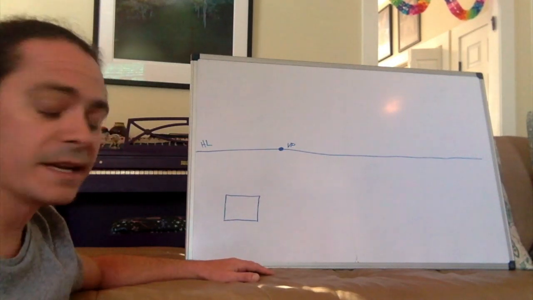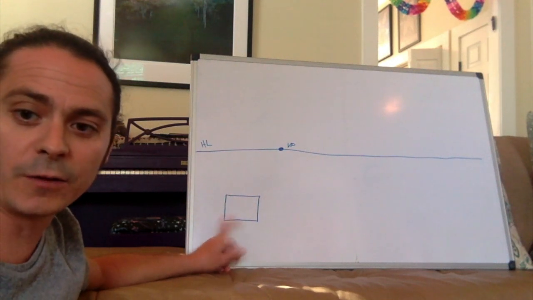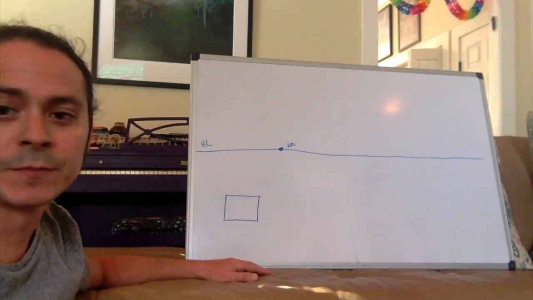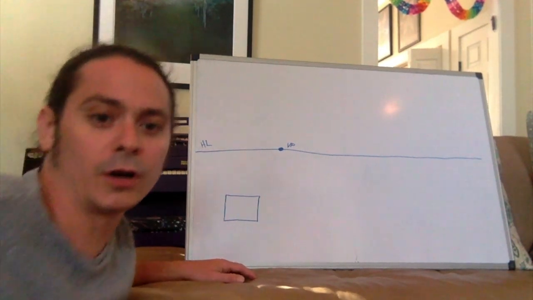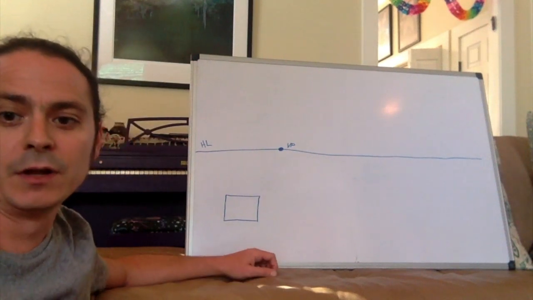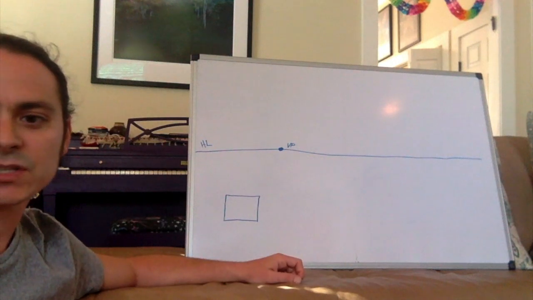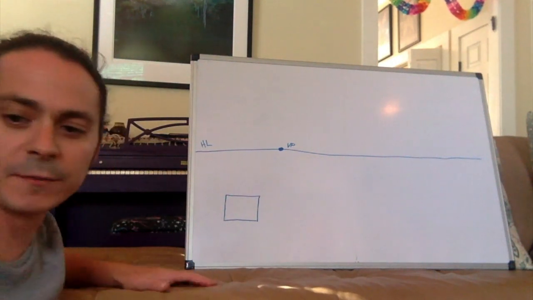So the next thing we're going to do, and also notice that that's not a perfect square. Not all my lines are completely perfect, so don't worry about that. So the next thing we're going to do is draw our guidelines from the appropriate places on the box to the vanishing point. So what are the appropriate places?